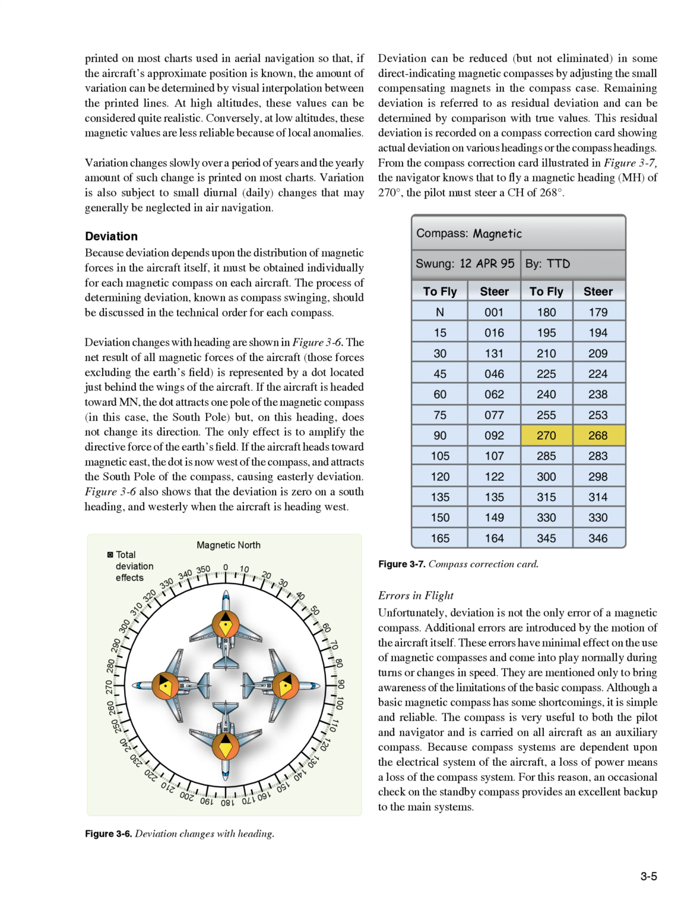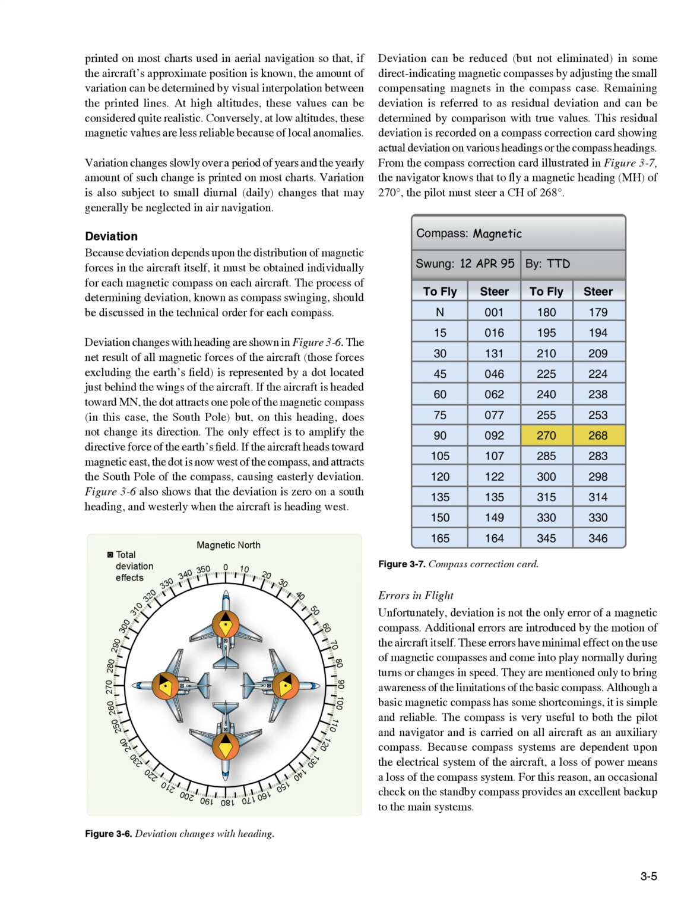The net result of all magnetic forces of the aircraft, those forces excluding the Earth's field, is represented by a dot located just behind the wings of the aircraft. If the aircraft is headed toward Mn, the dot attracts one pole of the magnetic compass, in this case, the south pole, but, on this heading, does not change its direction. The only effect is to amplify the directive force of the Earth's field.